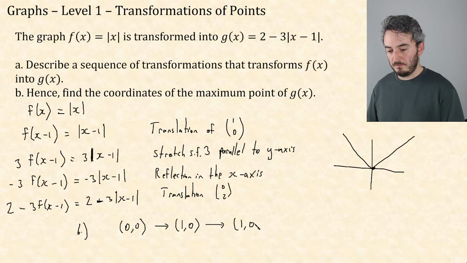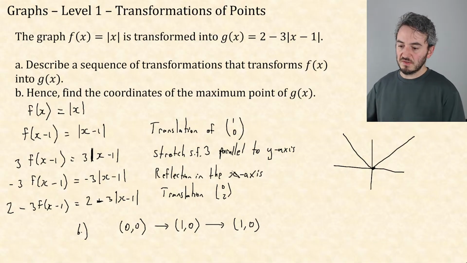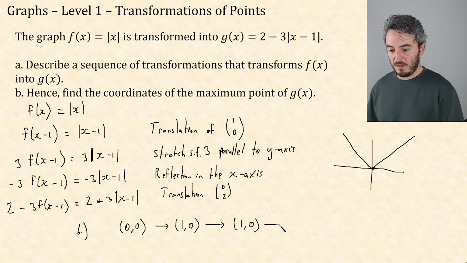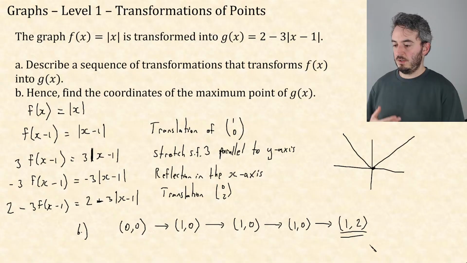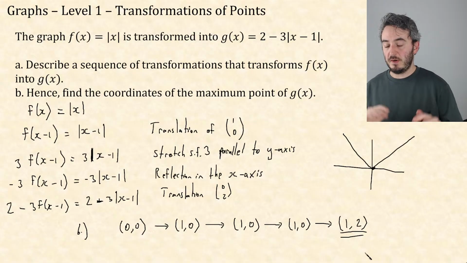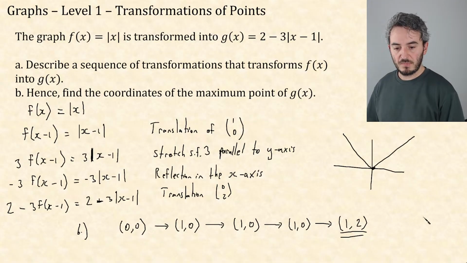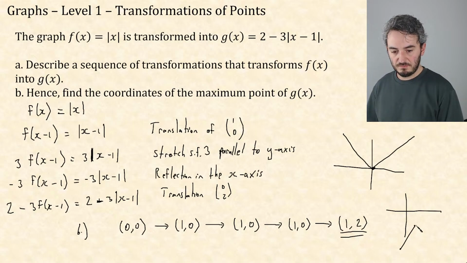That does nothing. Then I reflect in the x-axis. Well, it's already on the x-axis, so that does nothing. And then I do a translation of 2 units up, which takes the y value up to 2. And so there's the coordinate of the maximum point. It became a maximum point, by the way, because we reflected it. So we'd end up with a V shape like that.